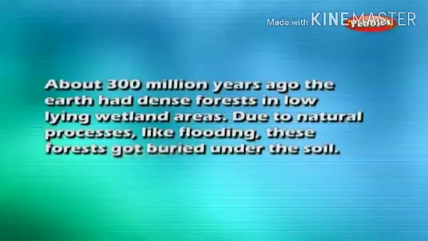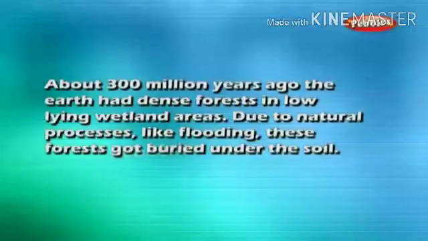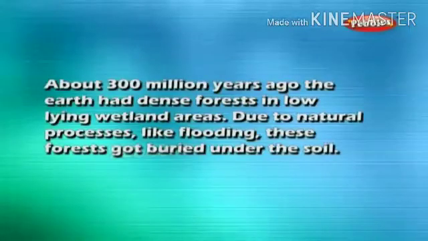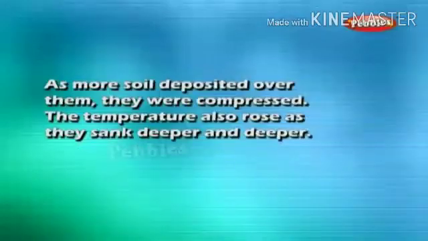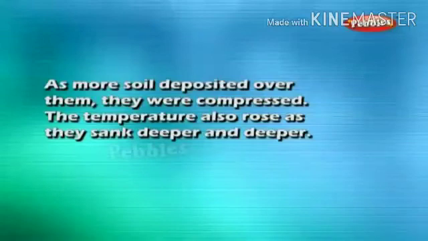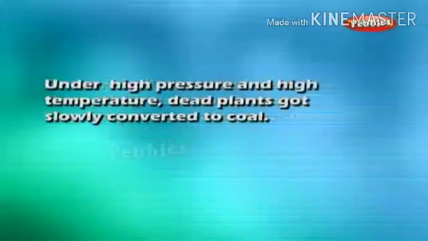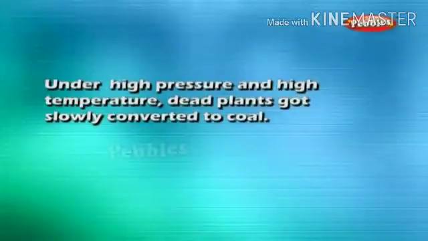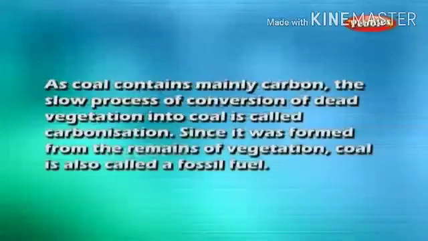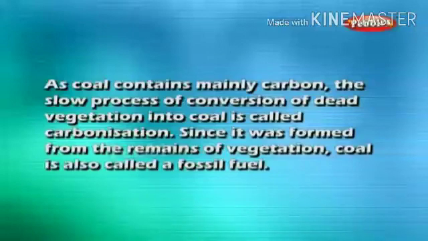Coal. Story of coal. About 300 million years ago, the Earth had dense forests in low-lying wetland areas. Due to natural processes like flooding, these forests got buried under the soil. As more soil deposited over them, they were compressed. The temperature also rose as they sank deeper and deeper. Under high pressure and high temperature, dead plants got slowly converted to coal. As coal contains mainly carbon, the slow process of conversion of dead vegetation into coal is called carbonization. Since it was formed from the remains of vegetation, coal is also called a fossil fuel.